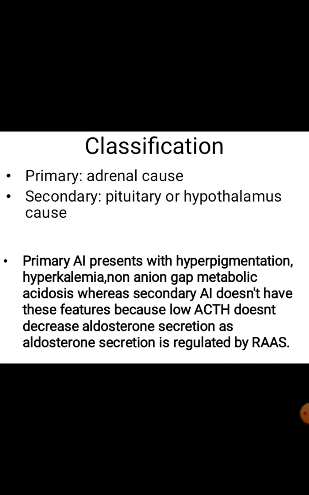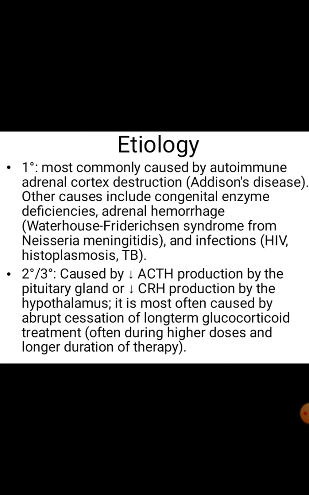Classification: primary and secondary. Primary is due to adrenal cause and secondary is due to pituitary or hypothalamic cause. Primary adrenal insufficiency presents with hyperpigmentation, hyperkalemia, non-anion gap metabolic acidosis, whereas secondary adrenal insufficiency does not have these features because low ACTH does not decrease aldosterone, as aldosterone secretion is regulated by the renin-angiotensin-aldosterone system.